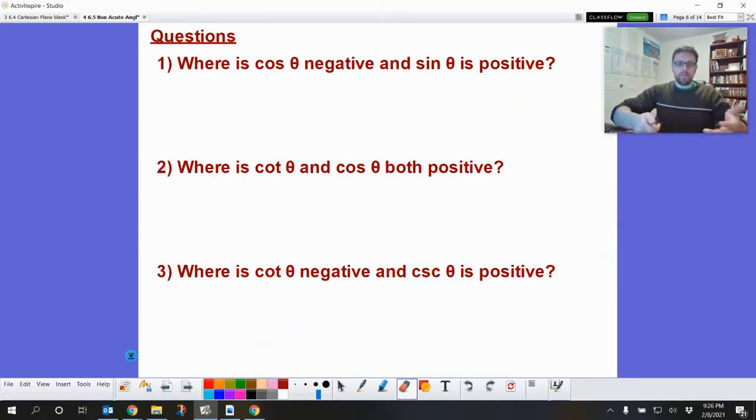So we'll look at little riddles kind of like this. We want a quadrant where cosine is negative and sine is positive. So if I think about that, all students take calculus.